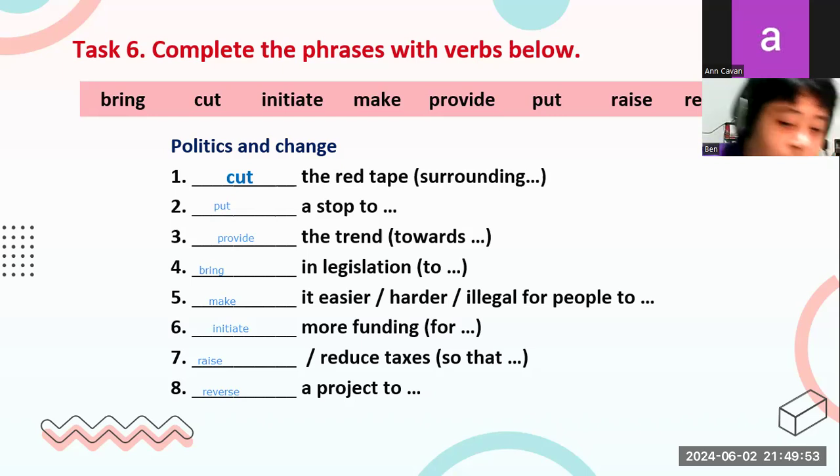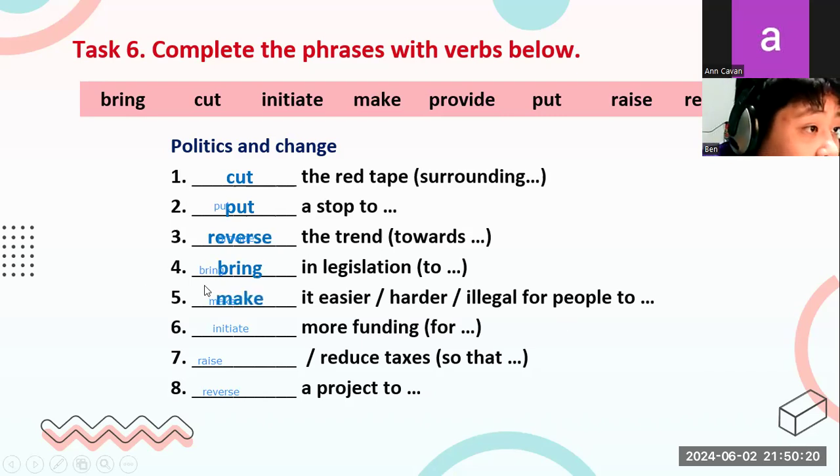Okay. So Ben, cut the red tape surrounding. Okay, stop to put. Completing the phrases with the verb below. The train towards. Okay, reverse. In legislations, to bring. Very good, Ben. Okay, it's easier. Harder illegal for people tattoo. Okay, to make. Very good. It's more funding for province. Reduce taxes so that. Okay, and last one is a project to initiate. Initiate, it means to start.